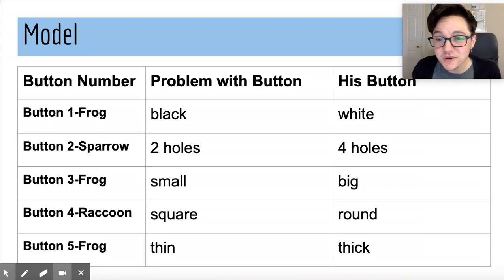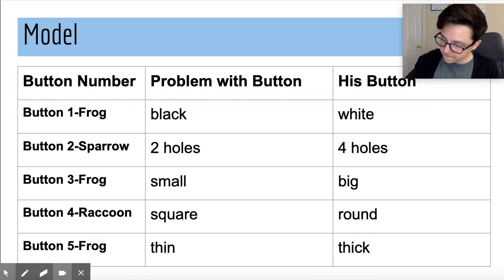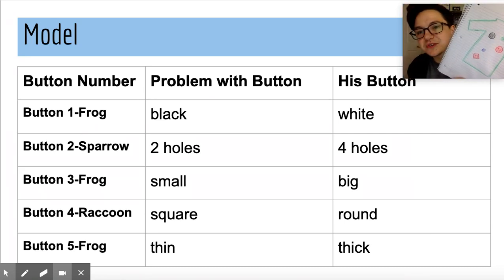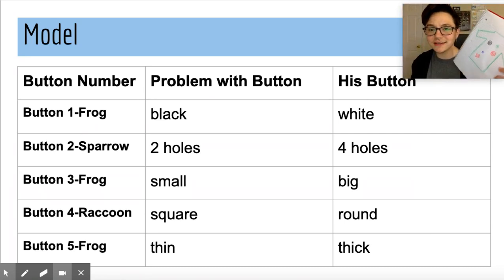And then button number 5 was another button that Frog found. And all we know about this button is that it was thin, and that's going to be pretty hard to draw. But you can choose any color you want to draw a thin button. I chose green for my thin button.